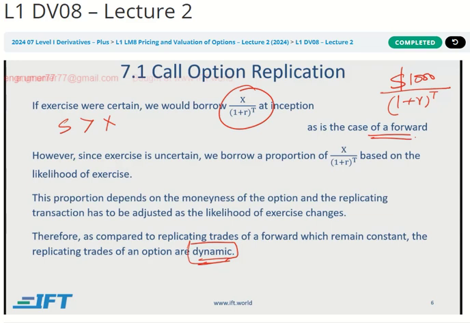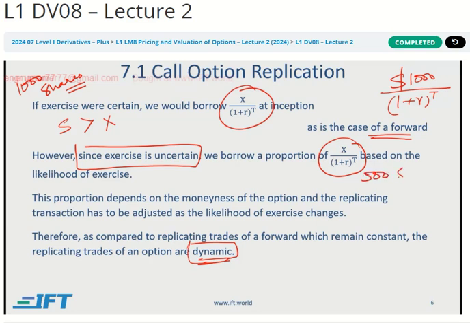But for an option, since the exercise is not certain, it is only a one-way conditional situation: if it goes up, the exercise is there, but if it goes down, the exercise is not there. So that's why we don't borrow the whole amount, and we don't buy the whole asset. Let's say the option is for 1,000 shares of Tesla. Then when we are replicating, we might not do 1,000 shares, we might do 500 shares only.